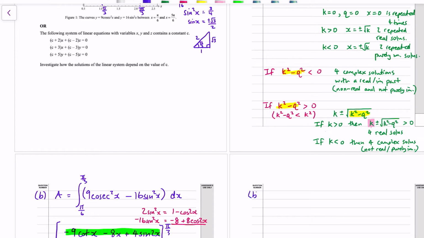Okay. So we have c plus 2 times x plus c minus 2 times z equals 0. I'm going to space this out a bit, because the first equation doesn't have any y's at all, so leave a gap. The second equation doesn't have any z's. And a third equation doesn't have any x's.